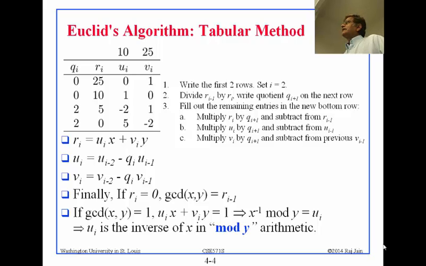Alright, so first question to you: do you feel comfortable? Do you know how at least we got 2, 5, minus 2 and 1? If you don't, please ask me right now. It's a good time to ask. How did we get 2? By dividing 25 by 10. That was the quotient, and then the remainder became 5. How did we get minus 2? We use this quotient and the previous line. So 1 times 2 subtracted from 0 is minus 2. 0 times 2 subtracted from 1 is 1.